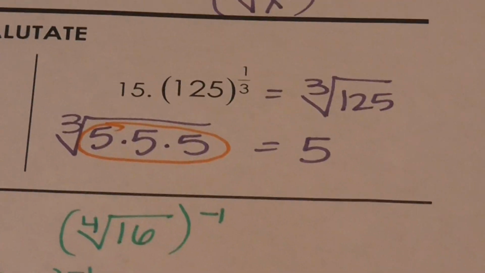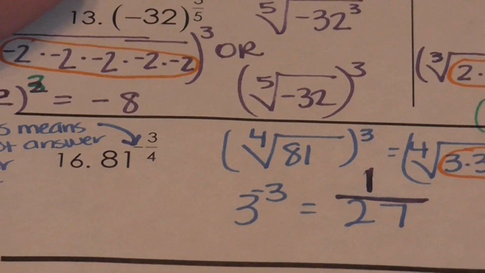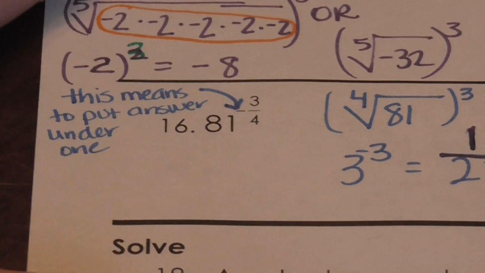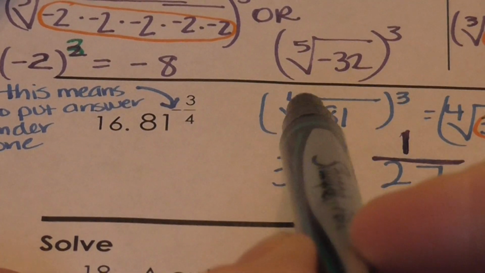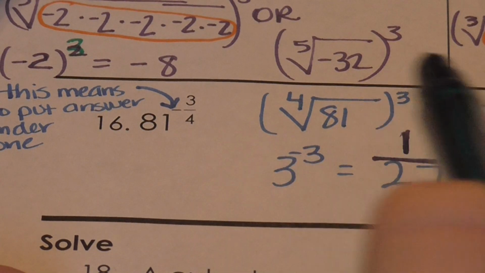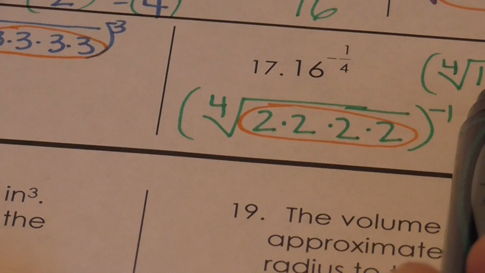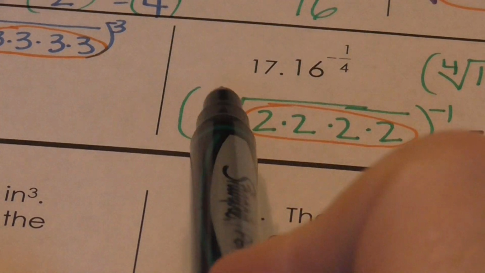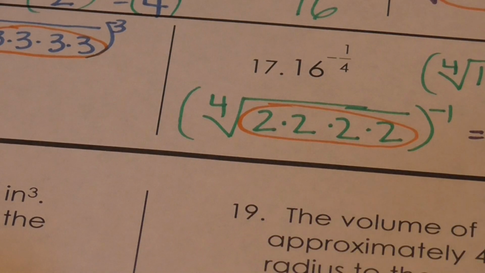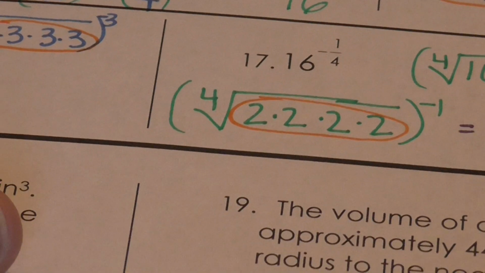The next one just wants the cube root of 125, which is just 5. The negative sign just means to put your answer under the number 1. So I'm going to treat it as though it were totally positive and I get 3 cubed. And then I'm going to make that a negative exponent. So it's just 1/27 because 3 cubed is 27. Then for this one, I'm just going to take the 4th root of 16, and then I'm going to make that negative. So the 4th root of 16 is just 2. Now I'm going to raise that to the -1 power, and that's just 1/2.